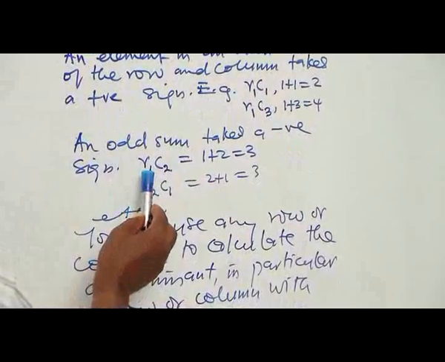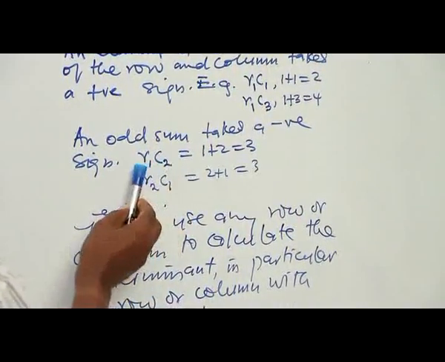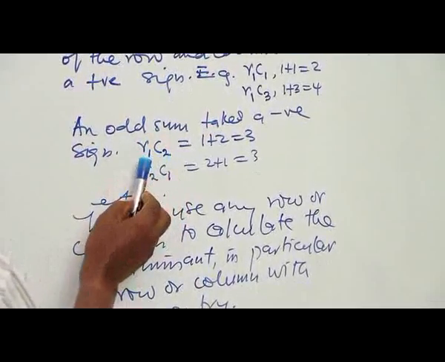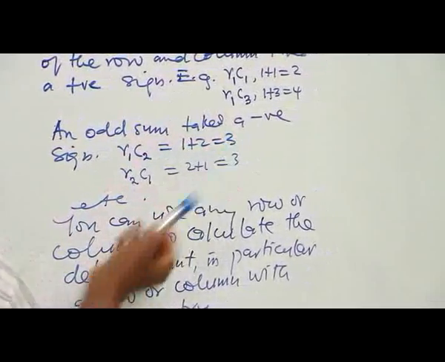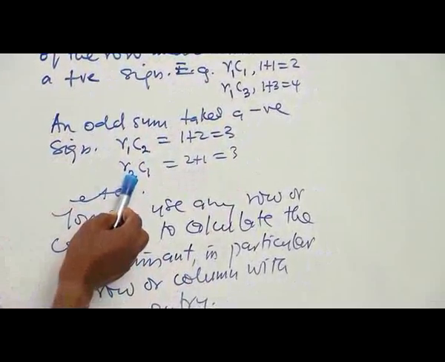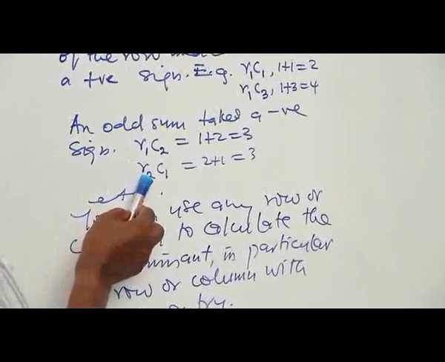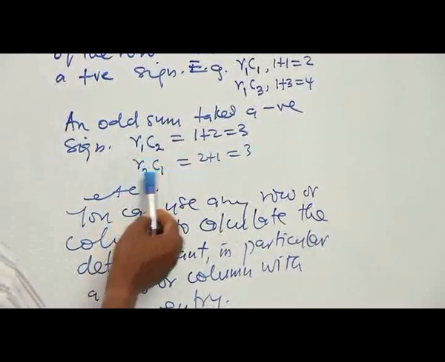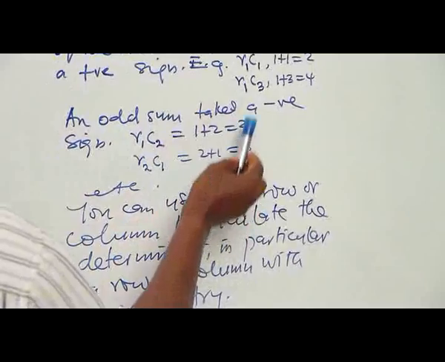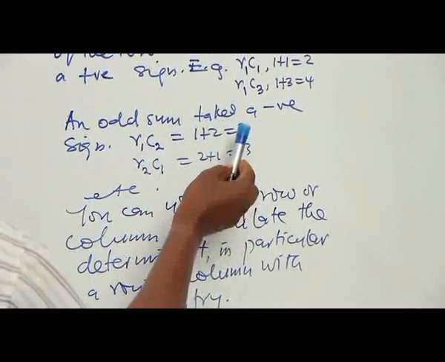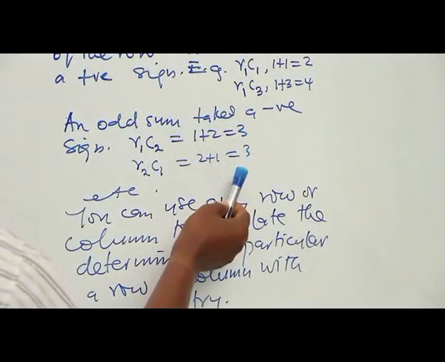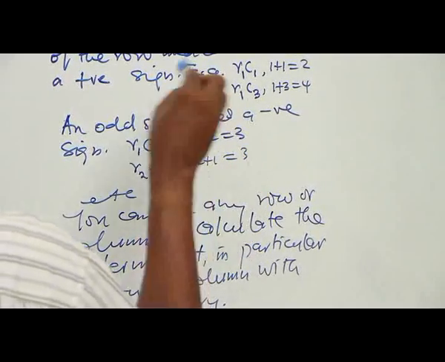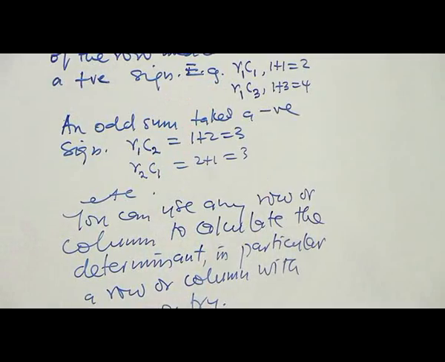Let's take, for example, R1 and C2. The element in row 1 is in column 2. We have 1 plus 2 equal to 3. The element in row 2 and in column 1, we have 2 plus 1 equal to 3. As long as the sum is equal to an odd value, it can be 3, it can be 5, it can be 7, and so on and so forth, then you assign the negative sign to that element in that particular position.